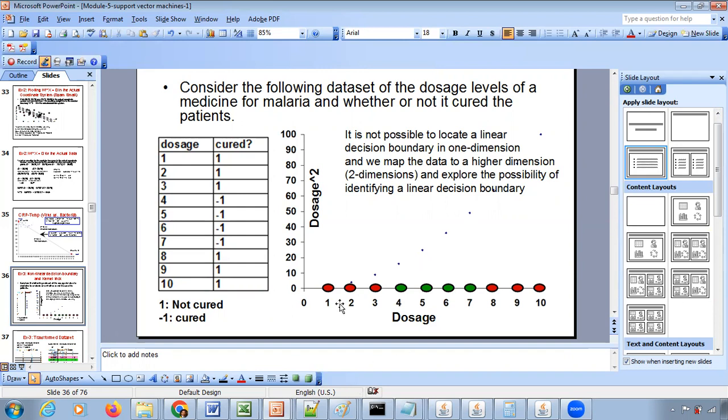So if you plot on the linear scale, don't focus on the blue data points for now, just look at the green and red data points here on a linear scale for the dosage. It's not possible to come up with a linear decision boundary that clearly separates the two classes.